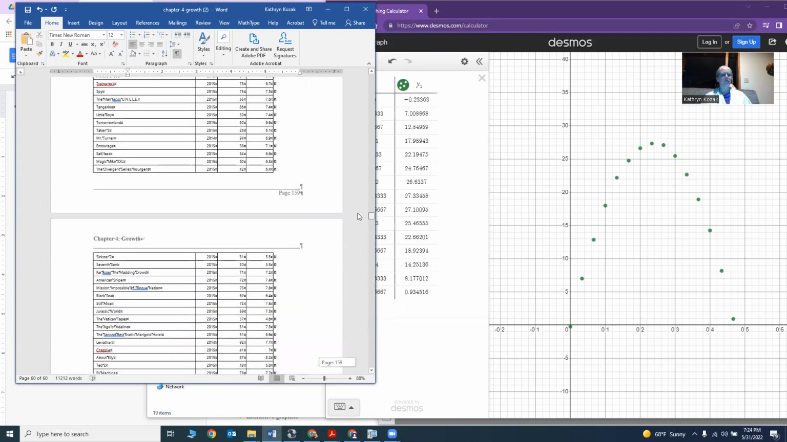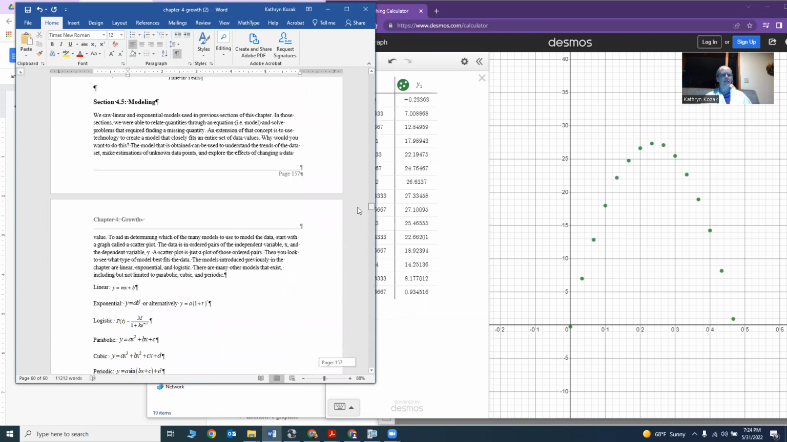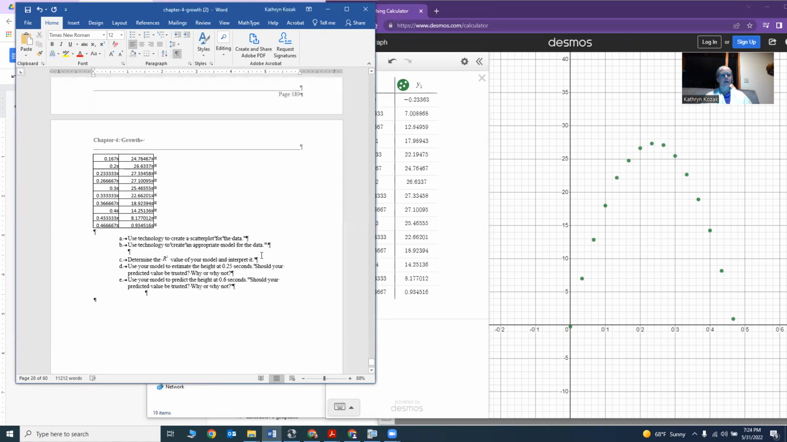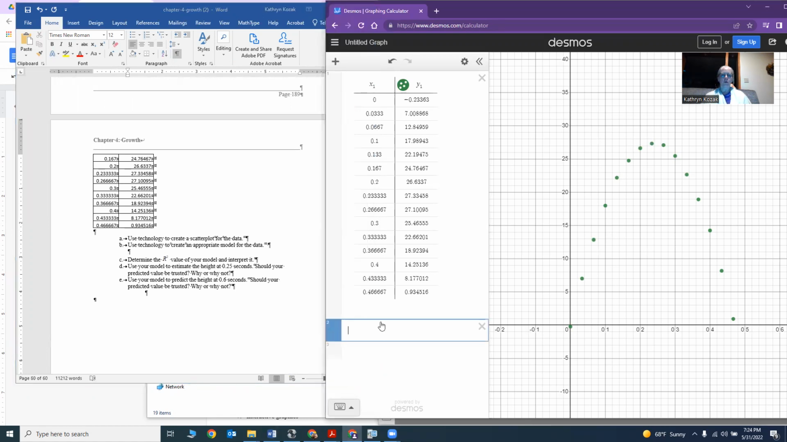So at the start of the modeling section, we actually list all the different models that you might see. And there's other models you can see, but these are the ones we're going to look at in this class. And parabolic or quadratic is right here. And it says y is equal to ax squared plus bx plus c. So that's actually what my basic graph looks like. That's what we're going to put in here.